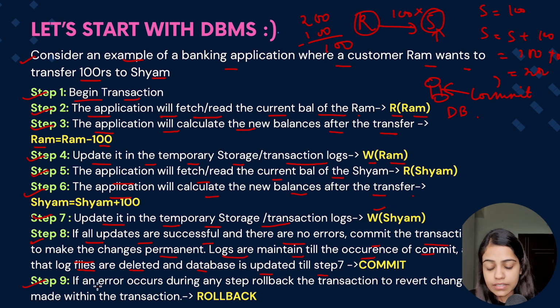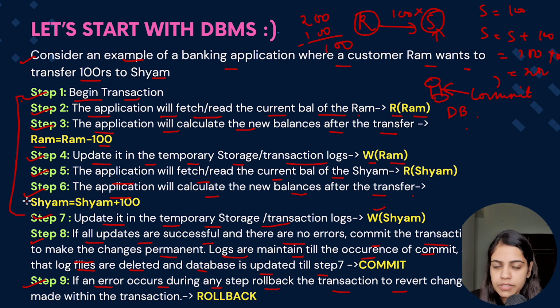Now step 9 is if an error occurs during any step, roll back the transaction to revert the changes made within the transaction, that is rollback. So consider at any step from step 1 to step 7, there are any issues encountered or the transaction has failed because of network failures, data failures or things like that. What we have to do is perform a rollback so that everything is reverted back to its original state and there is no data inconsistency present in our database.